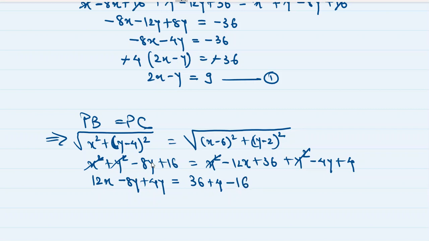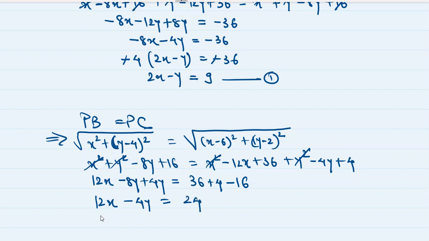So how many terms in all? 1 2 3 4 5 6. I'm counting the terms because I should know that I'm not missing anything. 1 2 3 4 5 6. Okay, perfect. So 12x minus 8y plus 4y is equal to 36 plus 4 is 40, and 40 minus 16 is 24.